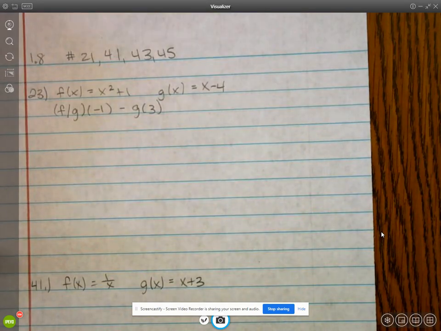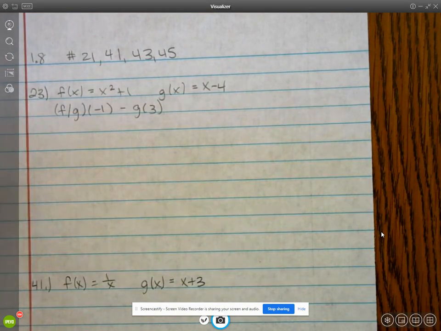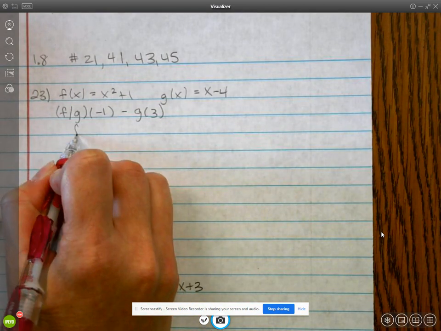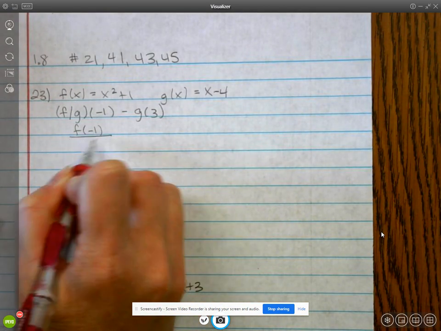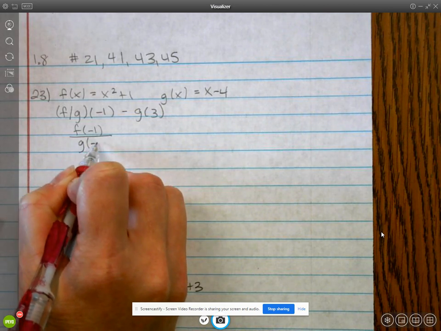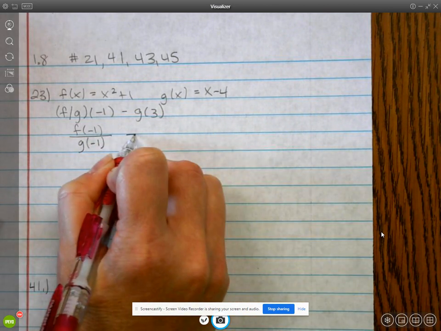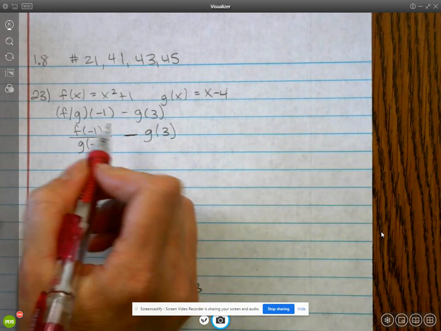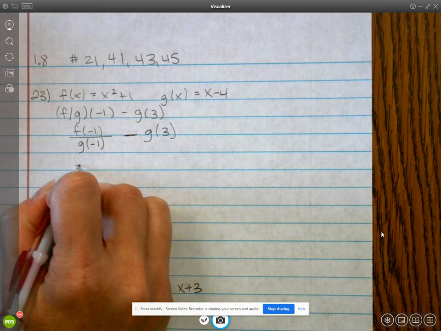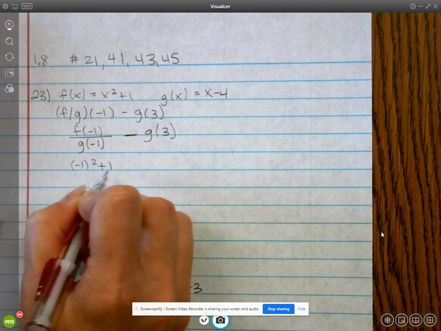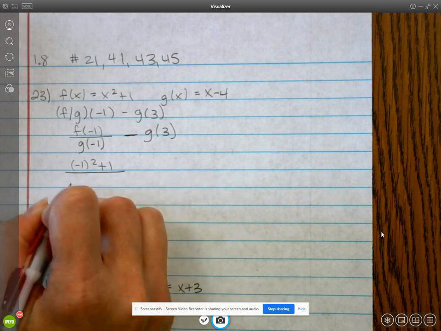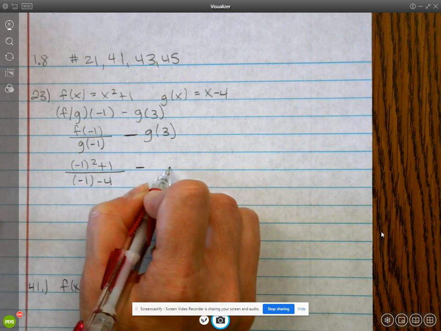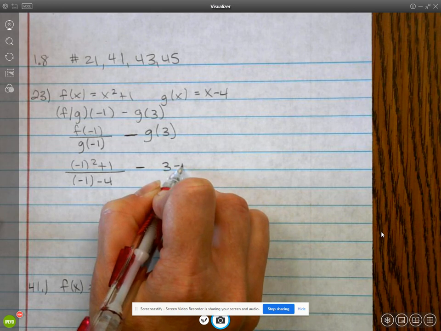Okay, so for number 23, you have f of x is x squared plus 1 and g of x is x minus 4. So this is telling you to plug negative 1 into the f function and divide by what you get when you plug negative 1 into g, and then subtract what you get when you plug 3 into g. So to put negative 1 into f of x, you have negative 1 squared plus 1. Put negative 1 into g, you're going to have negative 1 minus 4. To put 3 into g, you have 3 minus 4.